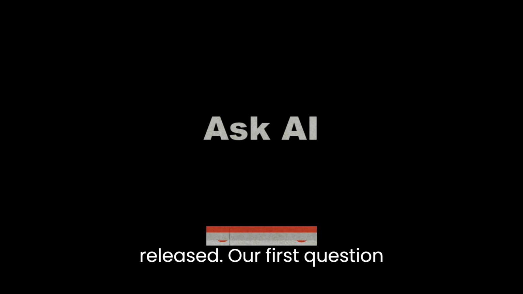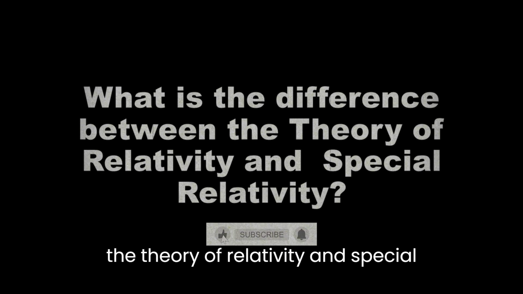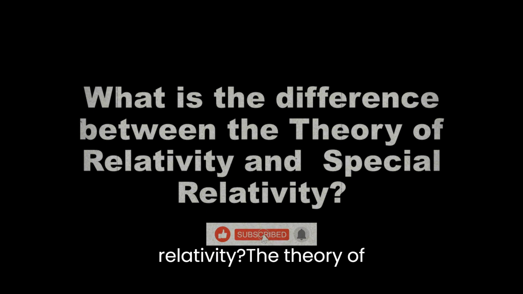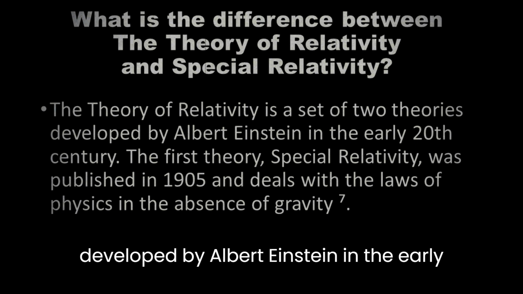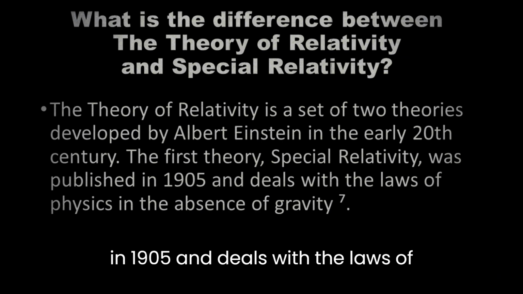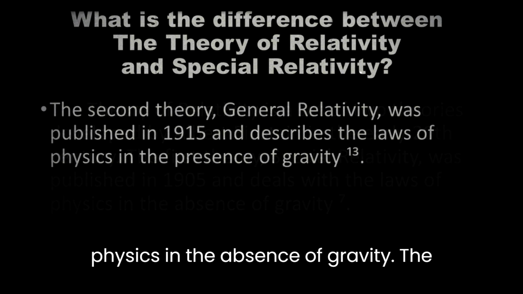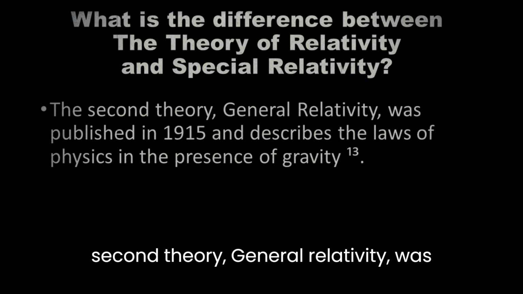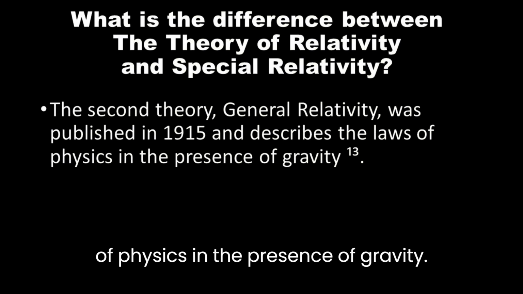Our first question for AI. What is the difference between the theory of relativity and special relativity? The theory of relativity is a set of two theories developed by Albert Einstein in the early 20th century. The first theory, special relativity, was published in 1905 and deals with the laws of physics in the absence of gravity. The second theory, general relativity, was published in 1915 and describes the laws of physics in the presence of gravity.